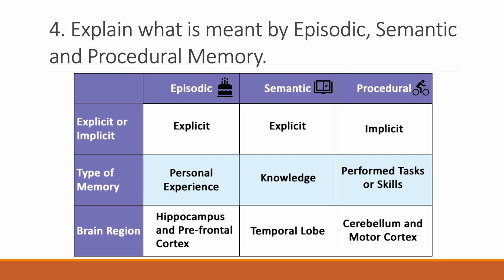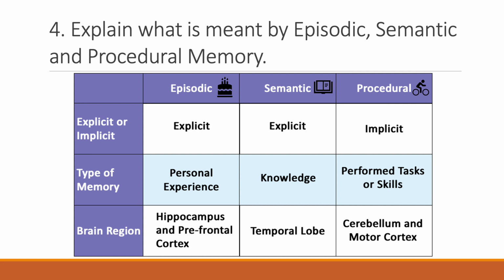Question 4 was explain what is meant by episodic, semantic, and procedural memory. Episodic memories are memories for our personal experiences. So it could be a birthday party or a family holiday. And our episodic memories are remembered in terms of very specific details, context, and emotion. So the more emotional a memory is, the more likely we are to remember it. And the main brain region associated with episodic memories is the hippocampus, which is involved in learning, and the prefrontal cortex, where a lot of our personality is found.